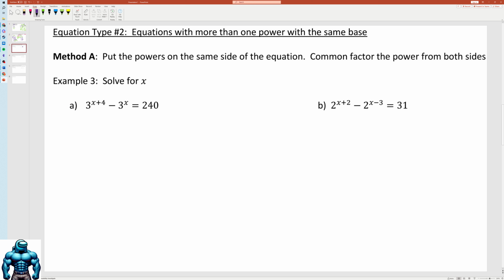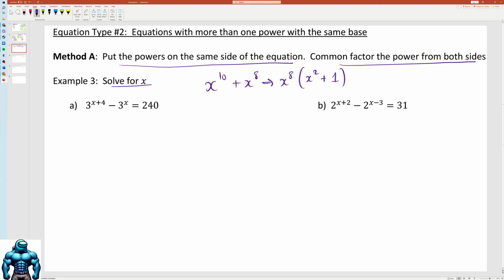All right, equations with more than one power with the same base. Okay, let's give it a shot. So put the powers on the same side of the equation, common factor the power from both sides, solve for x. Okay, little refresher. If you have x to the 10 plus x to the 8, these two can be common factored. What is the greatest power you can take out of both of them? Well, they both can give up to 8. Then we get x to the 10 divided by x to the 8, we get x squared. And x to the 8 divided by x to the 8, well, that's just a 1.